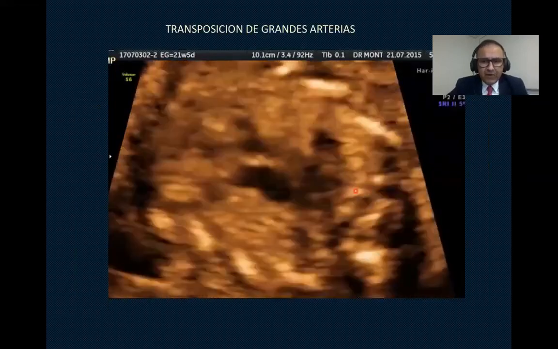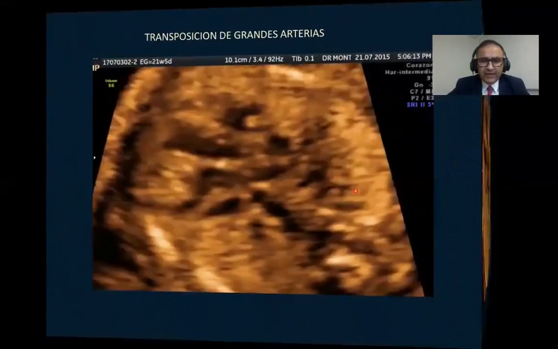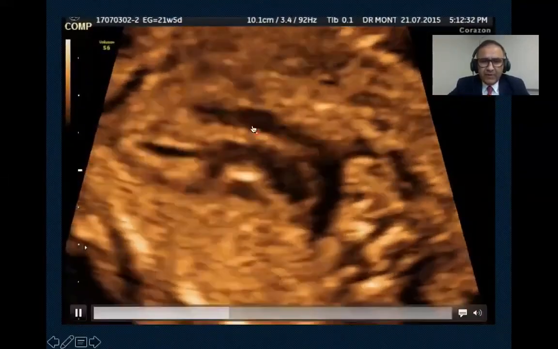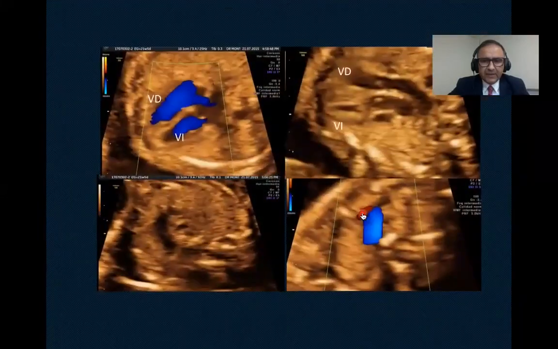Here we can see the great vessels side by side. We are looking at a transposition of the great arteries. Here we can see the anterior aorta and the posterior pulmonary artery, which branches immediately.